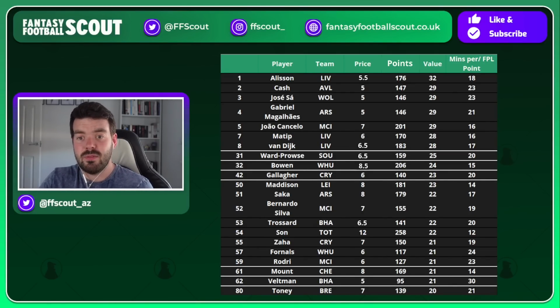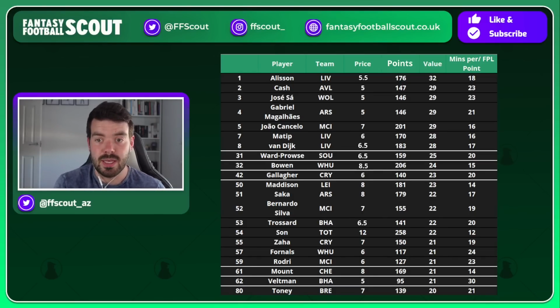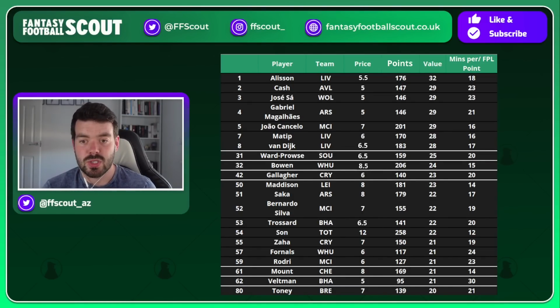And then I've added some other players in who I think are interesting picks and good value picks: Sacco, Bernardo Silva, Trossard. Son is there, 250 points, even at 12. He's in 54th if you're including him. So he's our first kind of premium asset that we see.